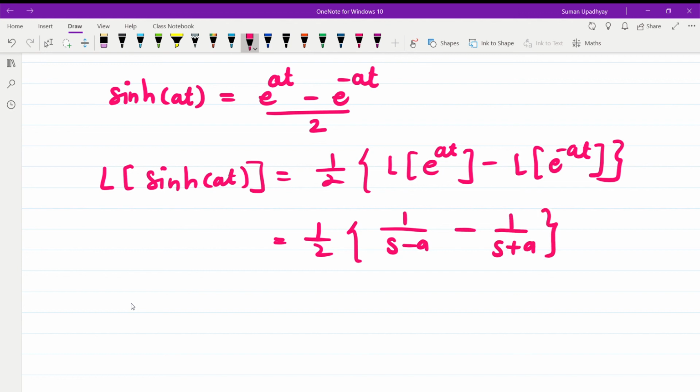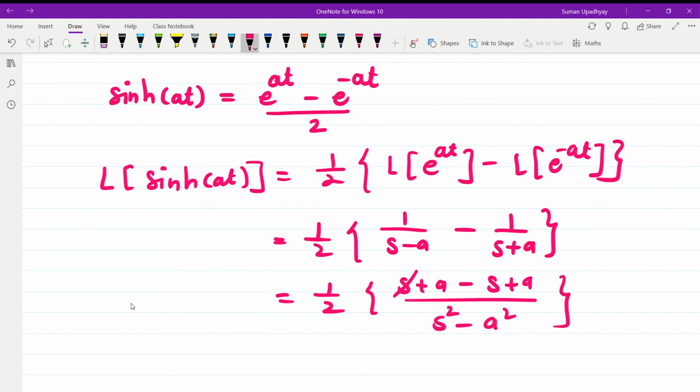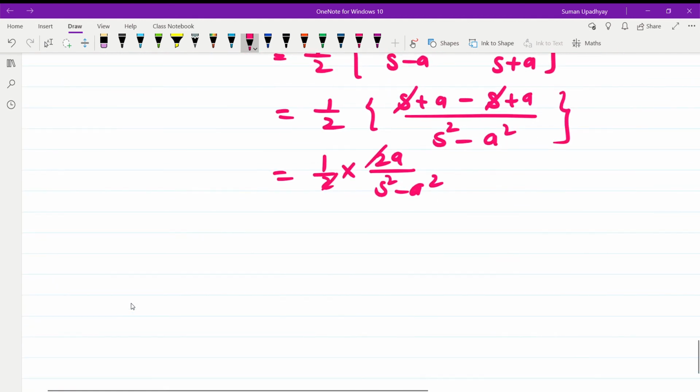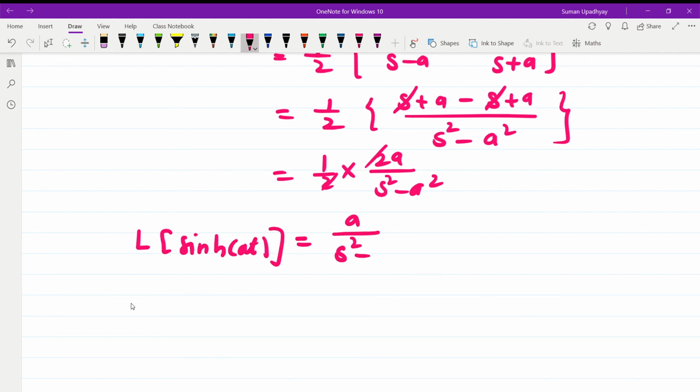Now do cross multiplication. It will become s plus a minus s plus a, the whole divided by s square minus a square. So I can see this s is getting cancelled. You'll be getting 1 upon 2, and in the numerator I will get 2a upon s square minus a square. So this 2 and 2 again will get cancelled, and we will be left with the Laplace of hyperbolic sine of at as a upon s square minus a square.